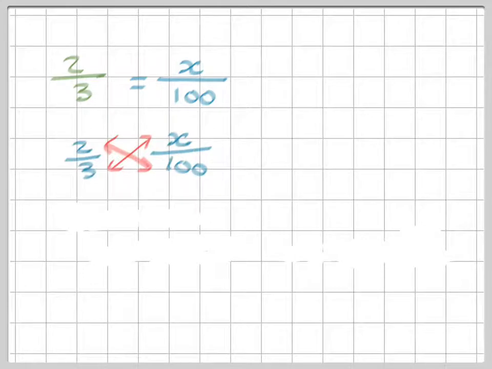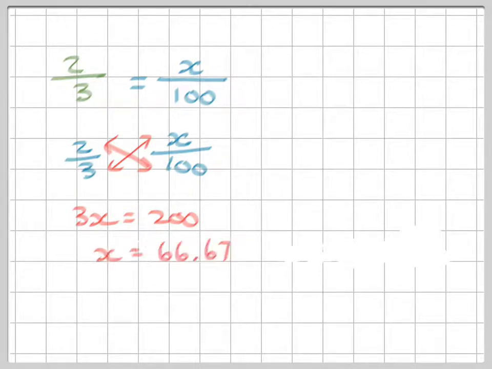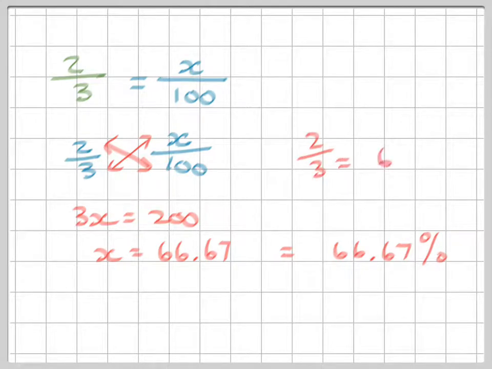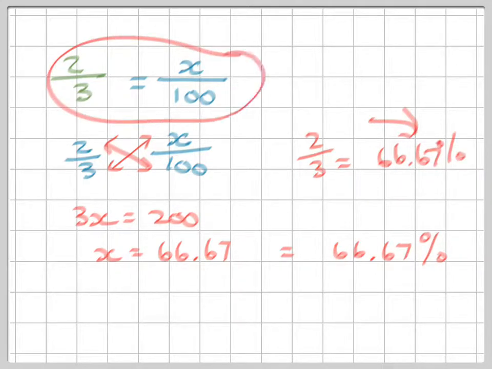Now the next step is our cross multiply. So we're going to get 3x equals 200. Now we can solve it by dividing by 3 on both sides. And we're going to get x equals 66.67, which means that that is our percentage. So basically, 2/3 is equal to 66.67%. We got to this answer after setting up that proportion.